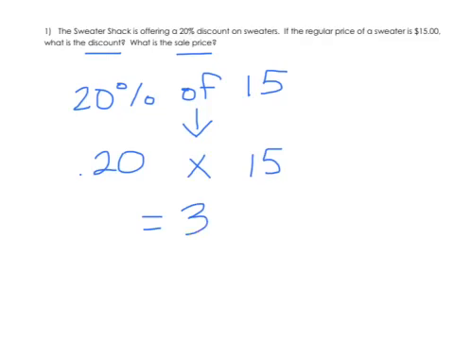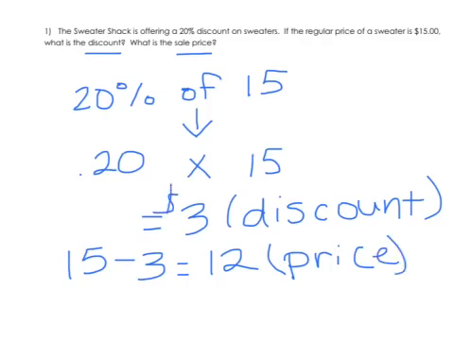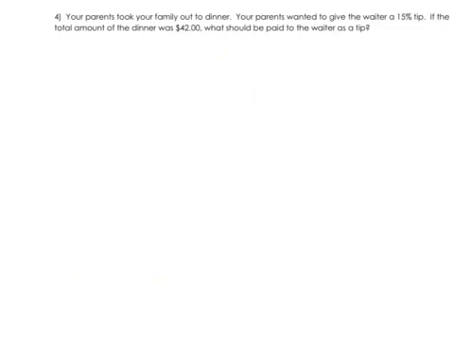That equals 3. This is the discount. That's not the new price of the sweater, and I hope that makes sense. The new price of the sweater would be the original price, $15, minus the $3 for the discount. So the new price of the sweater is going to be $12. So we have answered both questions, the discount and the new sale price. And just remember, with discount and sale, those are things you subtract. Tax and tip, you would add that back on.